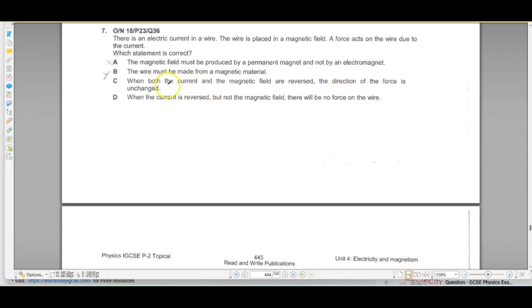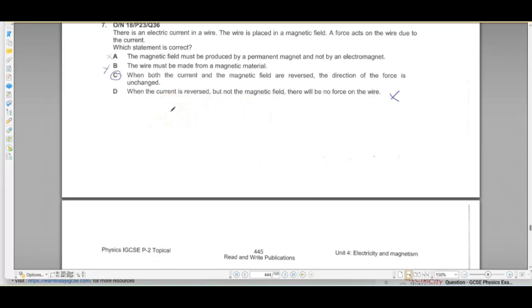Because when you change the direction of the current and the magnetic field as well, the direction of the force is going to remain unchanged. You can check this by applying Fleming's left-hand rule as well. D. When the current is reversed but not the magnetic field, there will be no force on the wire. There is going to be a force on the wire. There is always going to be a force on a wire which is carrying current. So D can't be correct. C is the correct option.